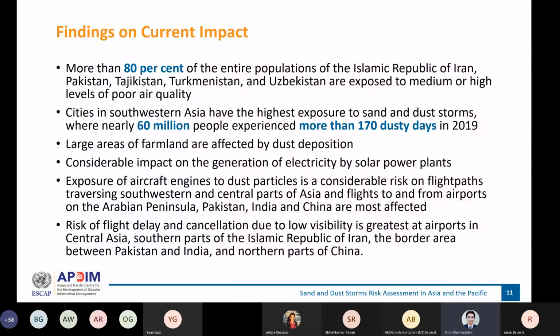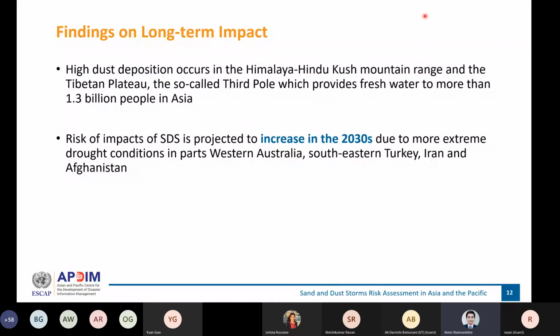From the long-term perspective, I already mentioned the importance of the glaciers in Asia and how the hydrologic regime can be impacted by sand and dust storms. It also has some negative side effects, like different patterns of drought and flood. So it creates water security issues, and affects agriculture and poverty. You can see the details in the report.